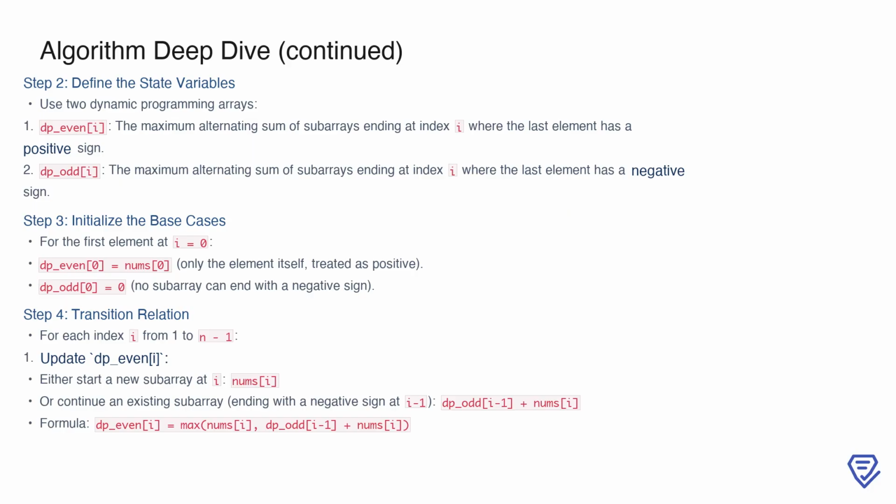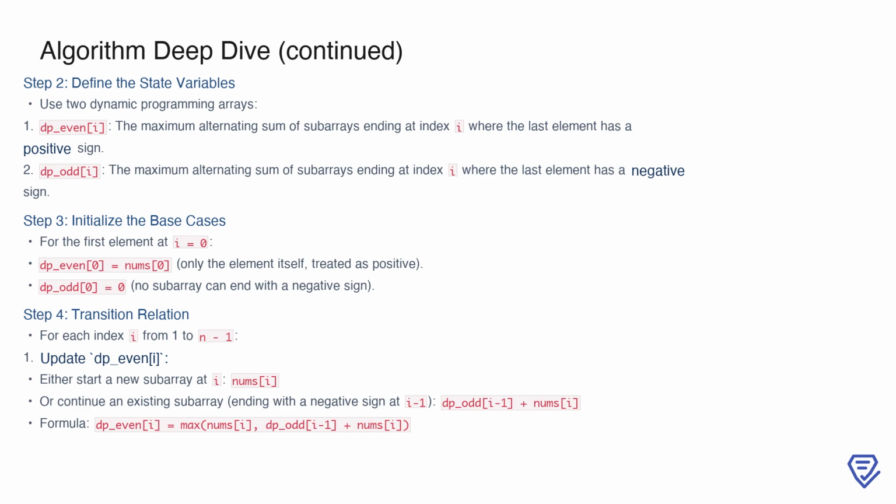To start, we initialize the base cases. At index 0, the only subarray is the single element itself. So, dp_even[0] is simply nums[0], because the first element is treated as positive. On the other hand, dp_odd[0] is 0 since no subarray can end with a negative sign at the start.